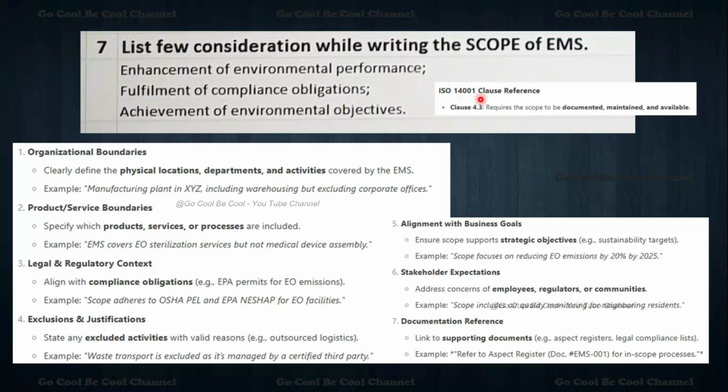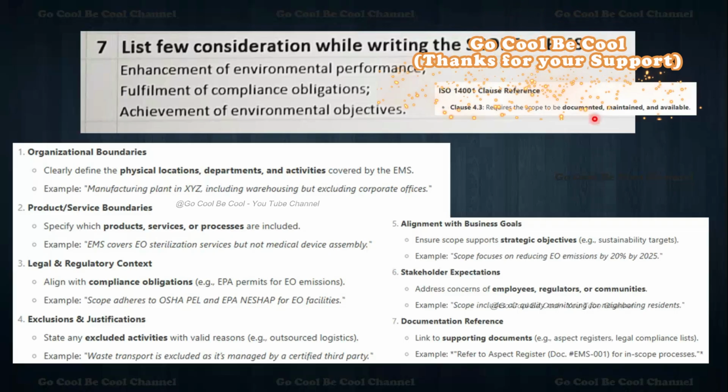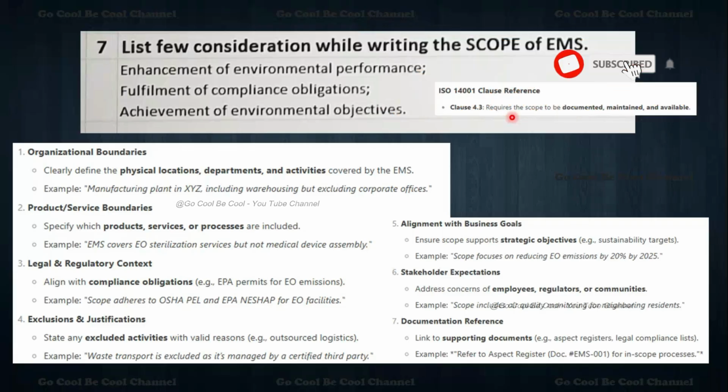ISO 14001 clause reference is clause number 4.3, which requires the scope to be documented, maintained and made available. This is the thing we have to remember: clause 4.3, 4.3, 4.3. Generally, scope of the EMS is a general question, and every time they will ask. This is a repeated question.